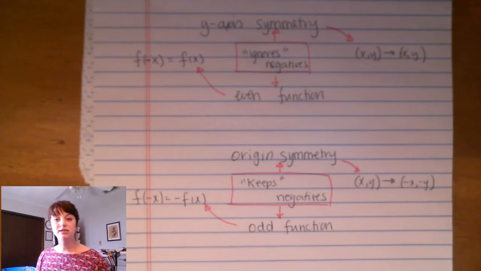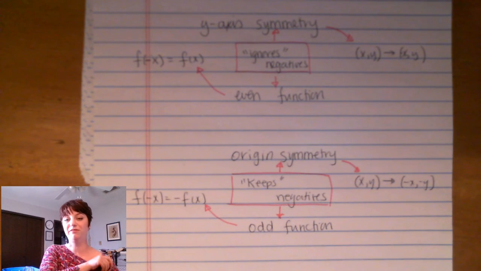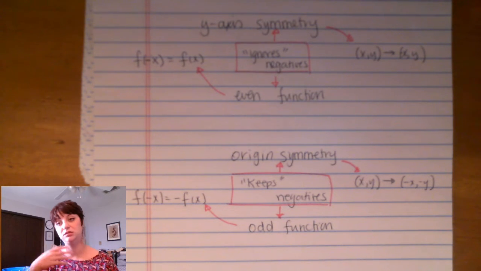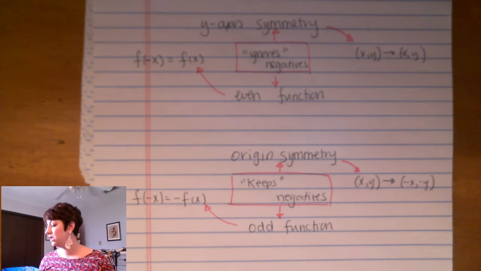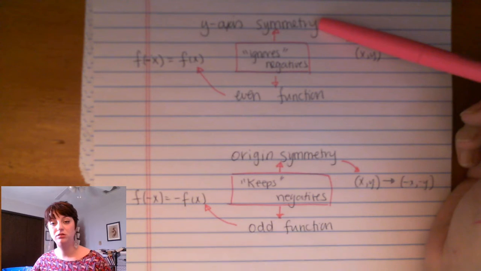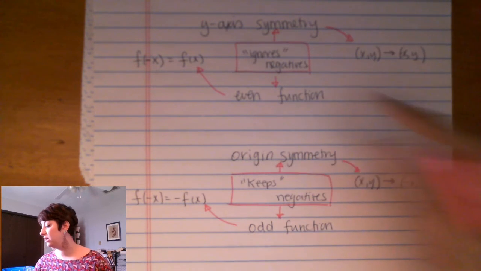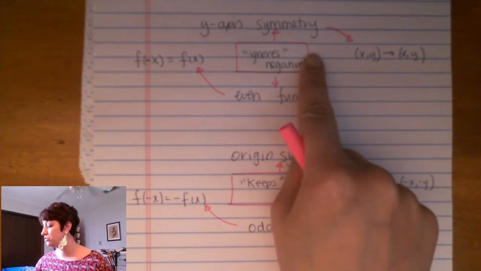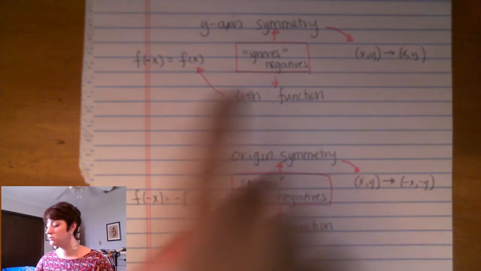So here's my attempt to draw a flow chart or something to help you see the relationship between symmetry and even and odd in the tests, all the tests. If you have y-axis symmetry, then (x, y) is on the graph means (-x, y) is on the graph because you reflect about the y-axis. If you have y-axis symmetry, then you ignore negatives.